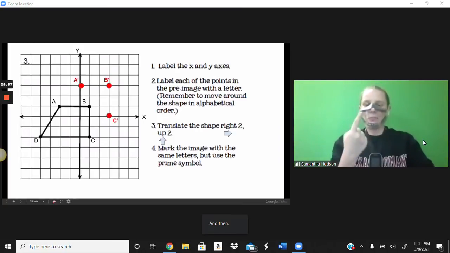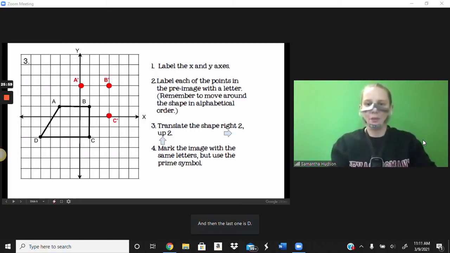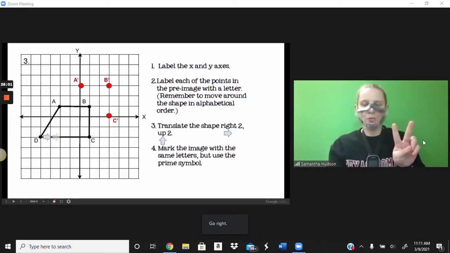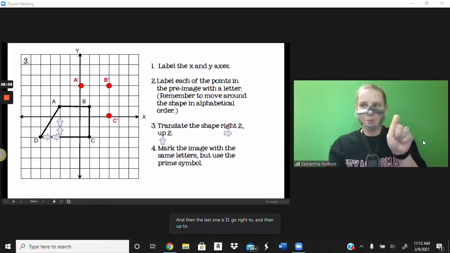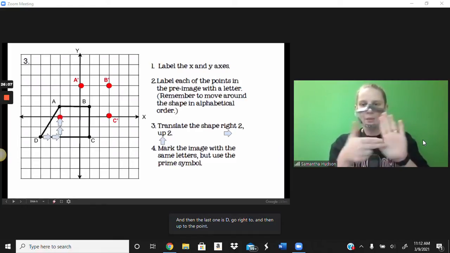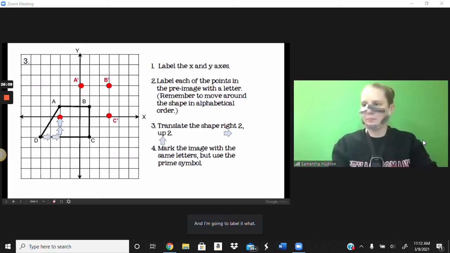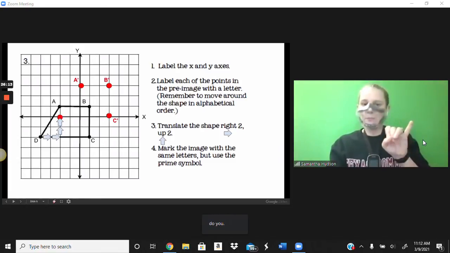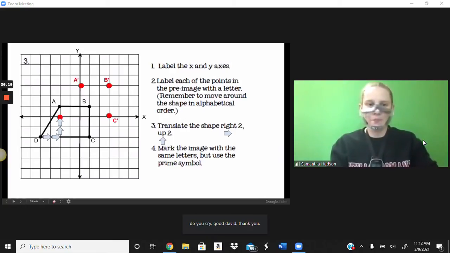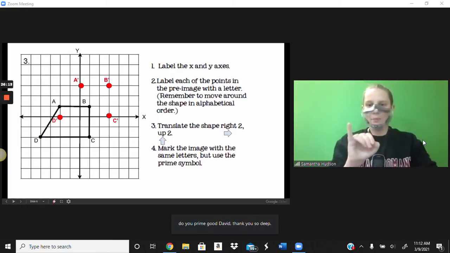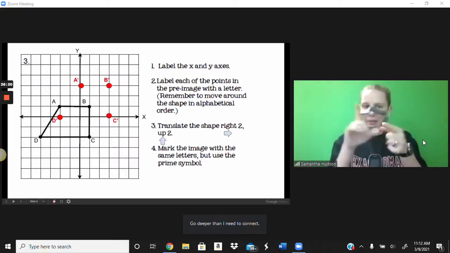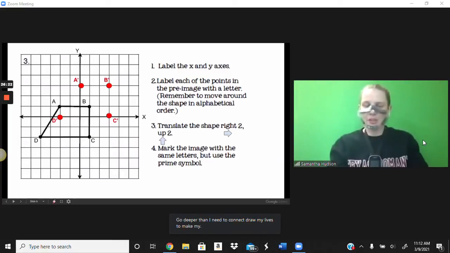And then the last one is D. I'm going to go right 2 and then up 2, and then put a point, and I'm going to label it what? D prime. Good. So D prime. Then I need to connect, draw my lines to make my shape.